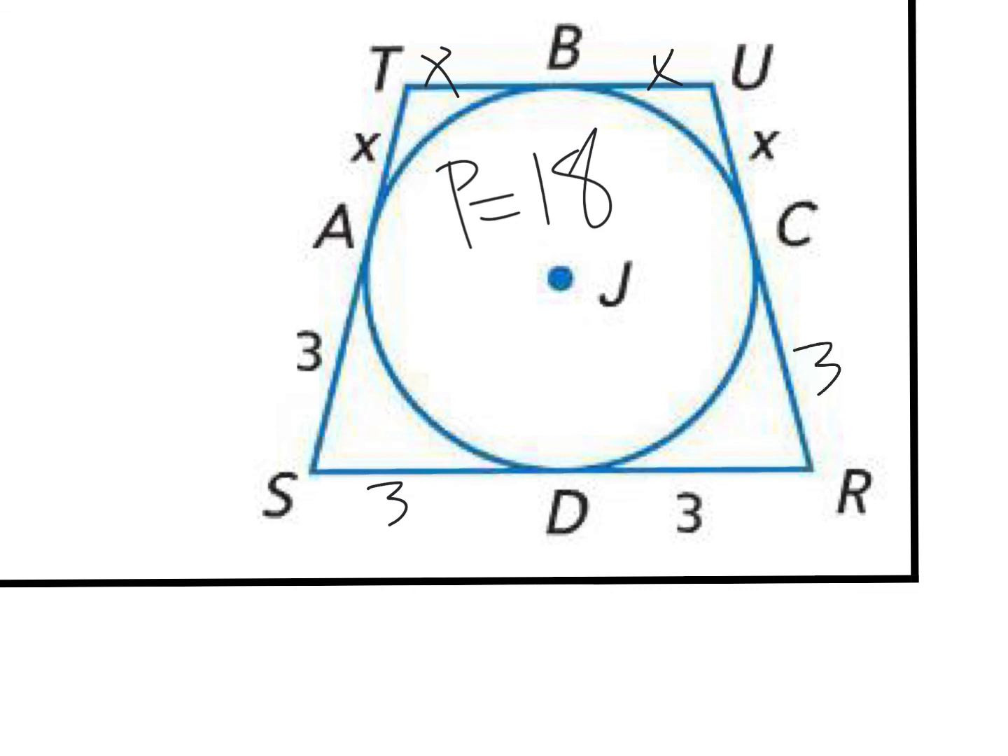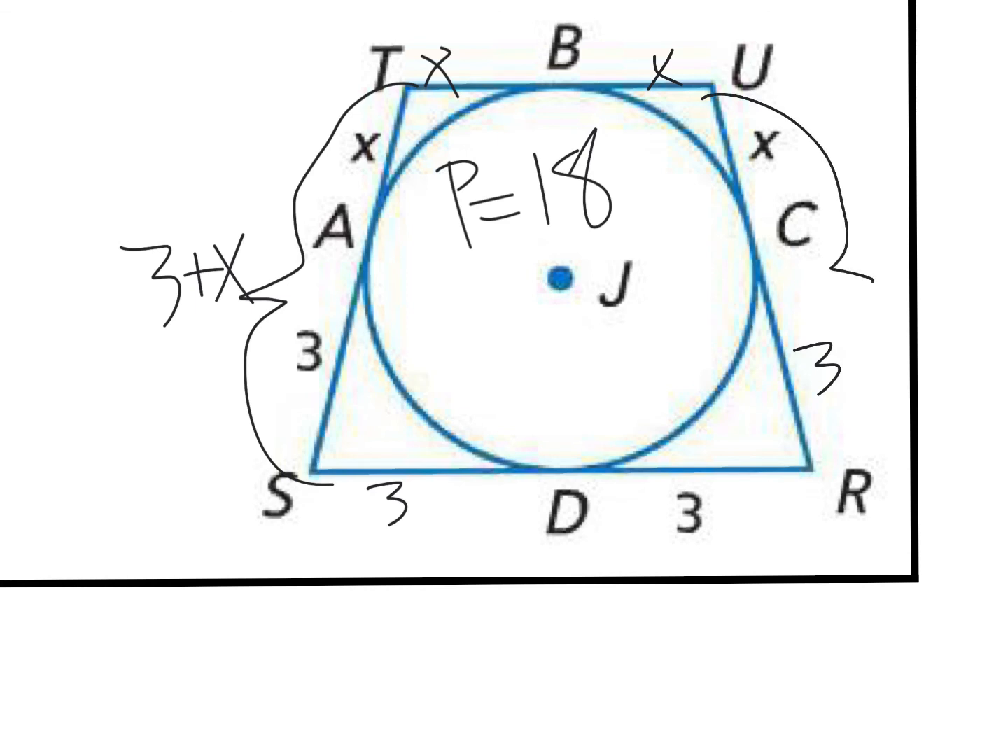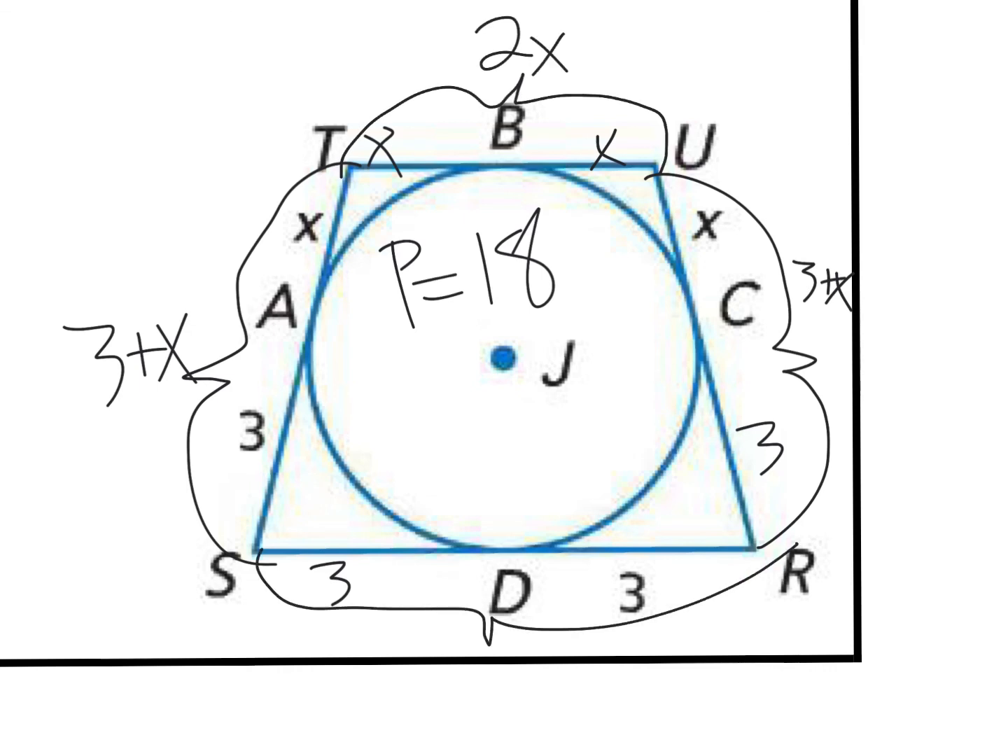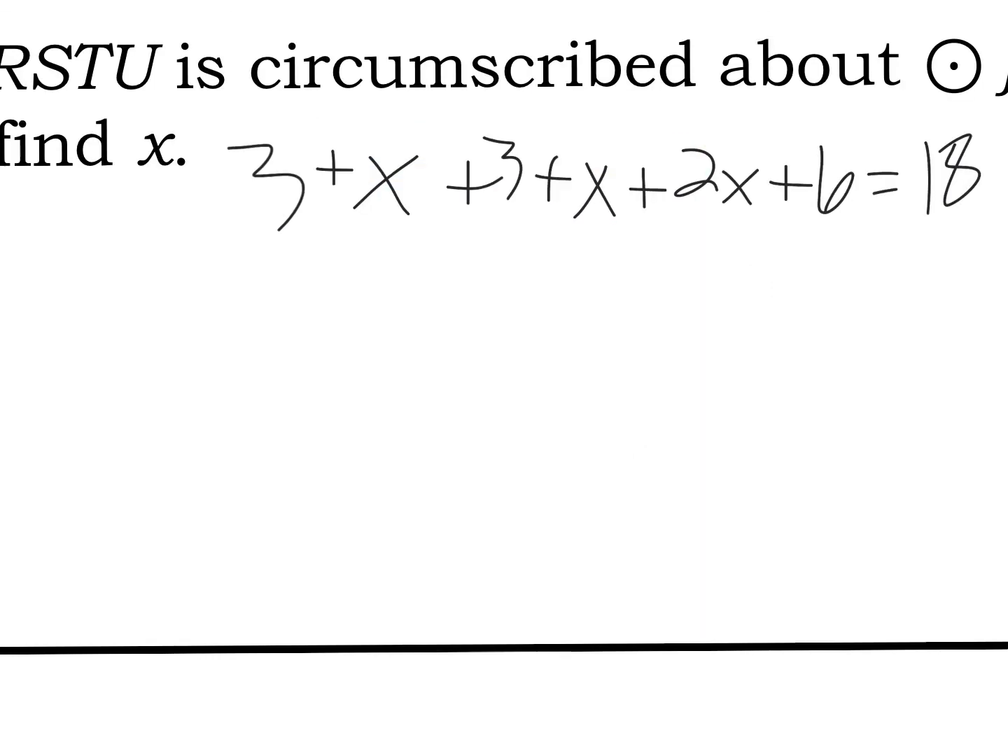So if you want to add up your sides, you have 3 plus x here. I have another 3 plus x there, 3 plus x. And then if I look at the top, I have 2 x's. So x plus x is 2x, so I'm just going to write 2x. And then this one is 3 plus 3, so that's just going to be 6. So add all these up and equal it to 18. Okay, so here they all are on one line. I got 3 plus x plus 3 plus x plus 2x plus 6.